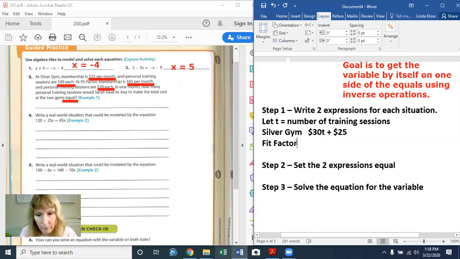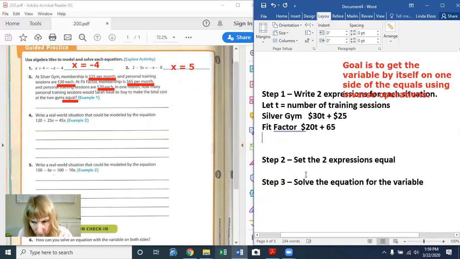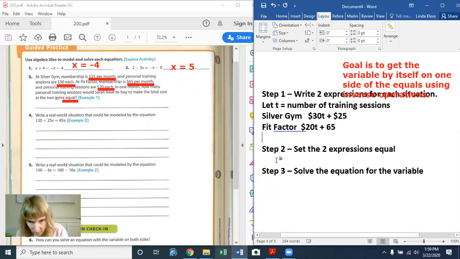Go ahead and try to do Fit Factor. Okay, so we have a rate of $20 times the number of training sessions plus $65 per month, right? Fit Factor membership, yep. Okay, so we've got that. Now we're going to set the two expressions equal. So 30T plus 25 is equal to 20T plus 65.